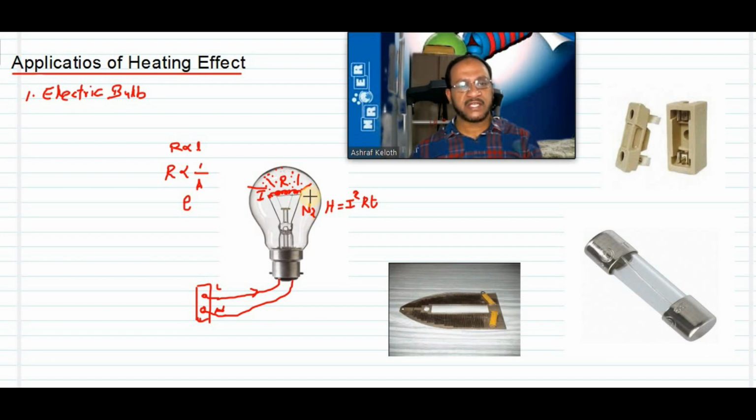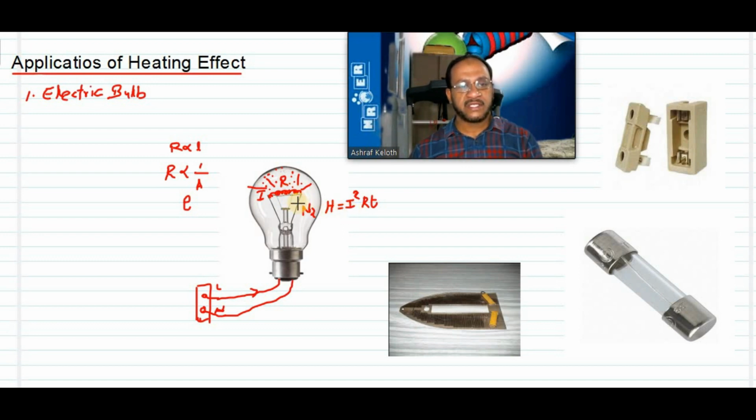If nitrogen gas is present, we can reduce this evaporation or sublimation of the tungsten filament or the tungsten atoms. Got it? Yes, sir. So the working of an electric bulb is an application of Joule's heating, and because of the high temperature, the filament is heated up to high temperature and starts glowing.